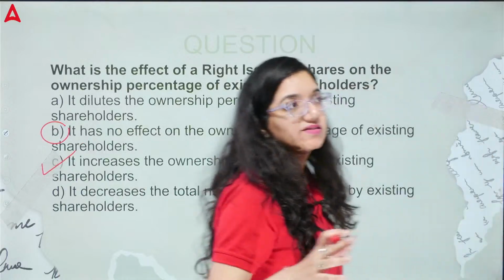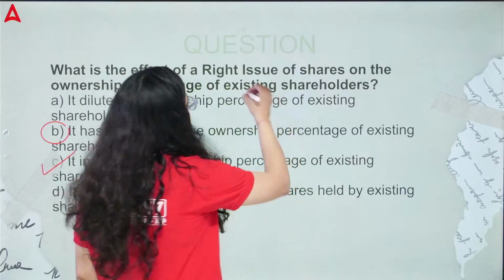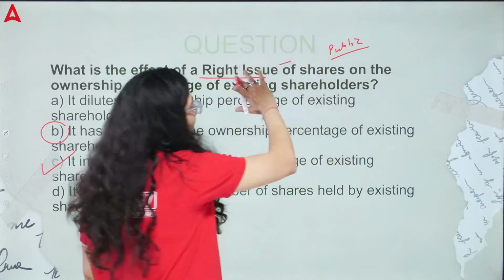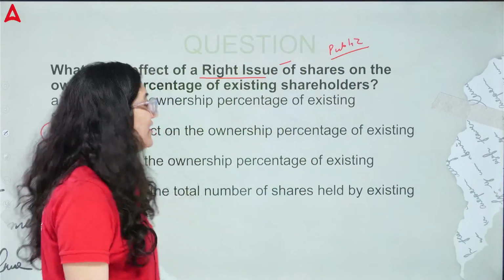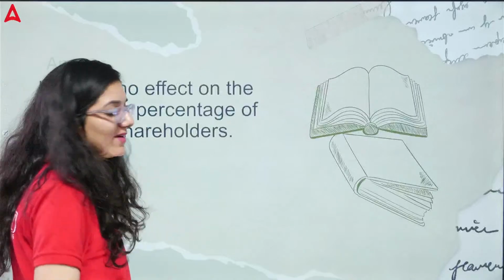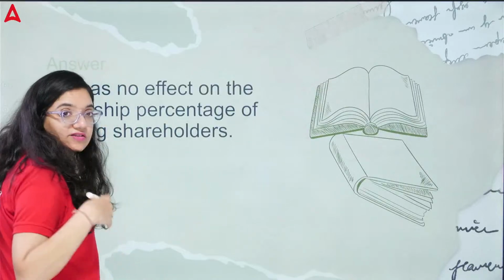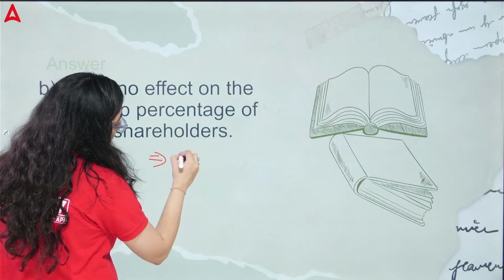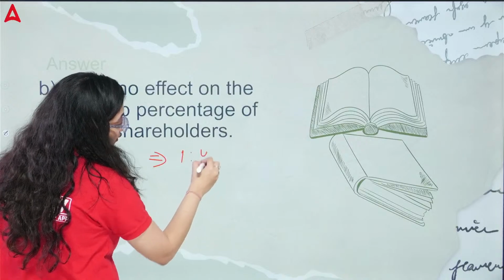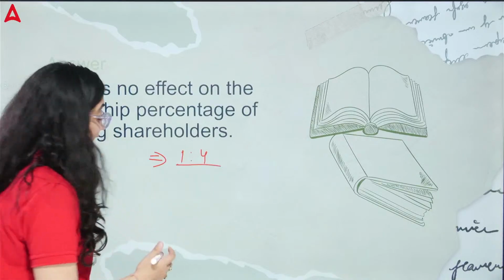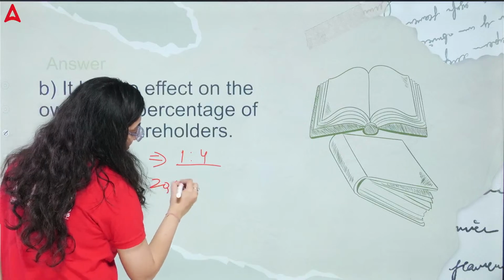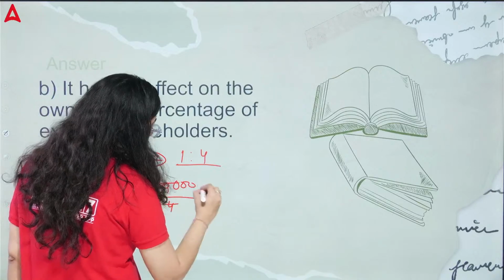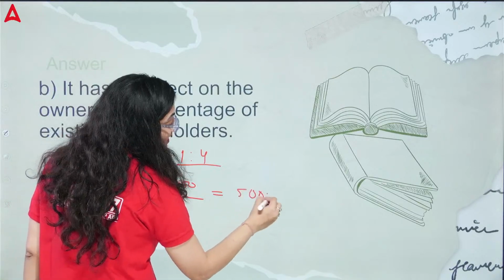There is one particular reason. For example, if the organization after the right issue has a public issue as well, then this would mean that they have more shares because they have taken up the shares. But the answer is no effect because of one reason. If I am given right shares, there is a specific ratio, say 1:4. That means if I had 20,000 shares, I will get 1 share for every 4 shares. So it turns out that I am eligible for 5,000 shares.